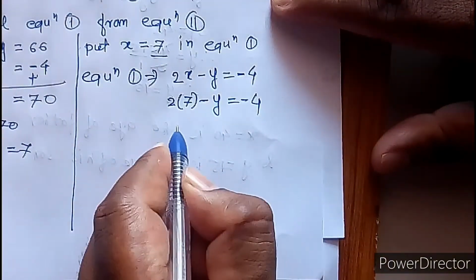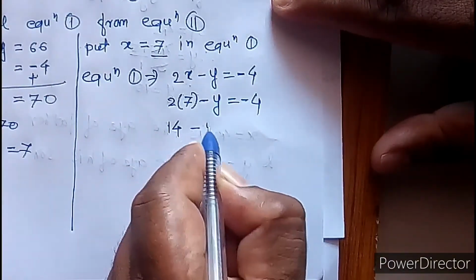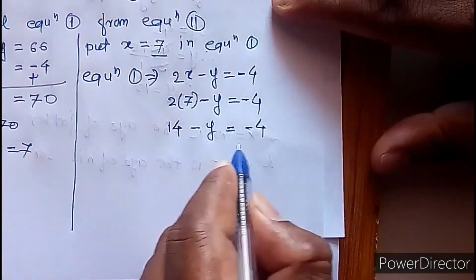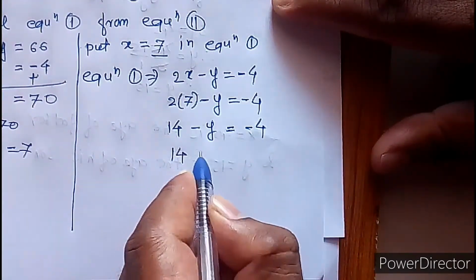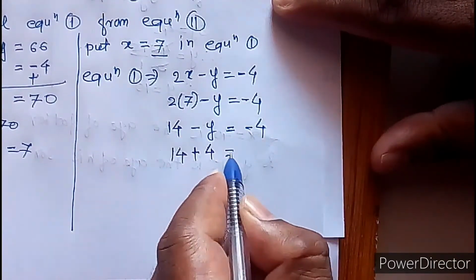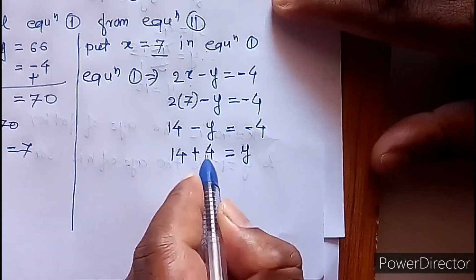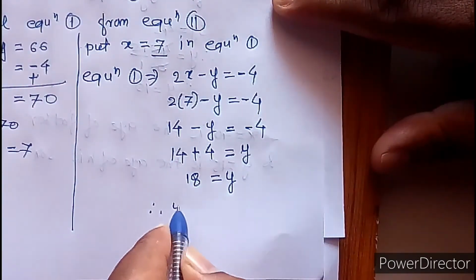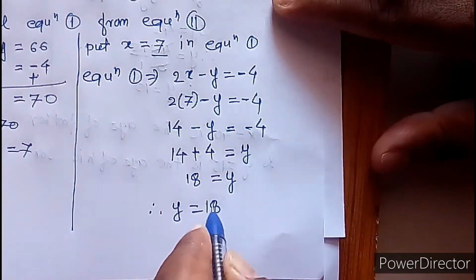Now here 2 into 7, it will be 14 minus y equals minus 4. Now here 14 minus 4 goes to this side, it will become plus 4, and minus y on going to this side will become plus y. Now 14 plus 4 equals 18 equals y. Therefore y equals 18.